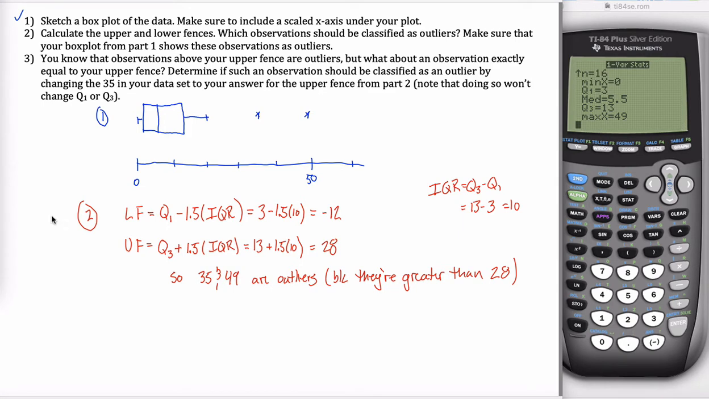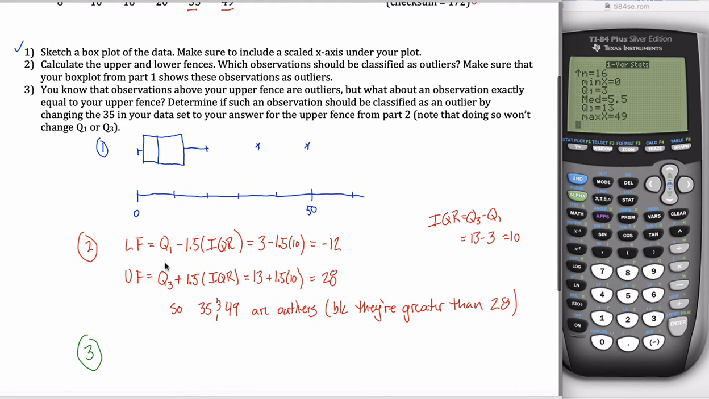Part 3 gets to something that I didn't talk about in the video, so I might as well add that to a written problem. They can figure it out on their own. In the videos, I didn't explicitly say, what if you had an observation that was exactly 28? That's my upper fence, but would that be an outlier or not? If it's greater than 28, it's certainly an outlier. If it's less than 28, it's certainly not an outlier. But what if it's exactly 28?